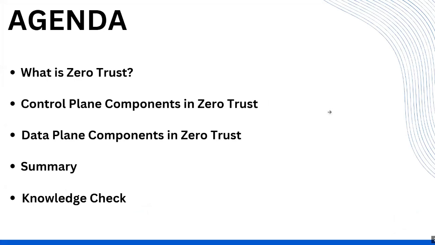So this is what we will be covering in our fourth session today. What is zero trust, and what are the control plane components and the data plane components. The zero trust is composed of the control plane and the data plane, which we will also get into inshallah. Then I will summarize everything at the end, and then I have 5 knowledge check questions to test your understanding in this topic, inshallah.